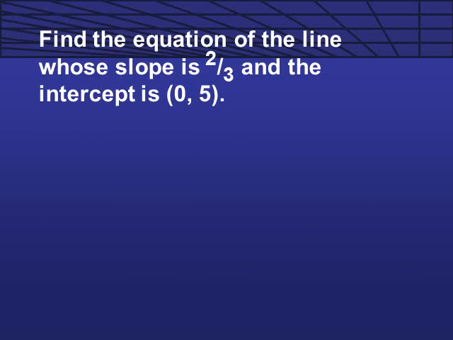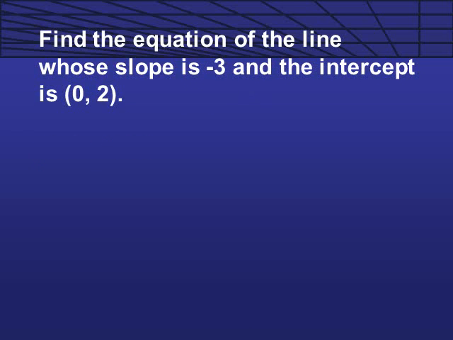Okay, so let's do a practice one. Find the equation of the line whose slope is 2/3 and the intercept is 0, 5. So I already know my m is 2/3. So y equals 2/3 x, and then I have my y value of my intercept is plus 5. Now I need to find the equation of a line when I have the slope is -3 and the intercept is 2. Same thing, I'm literally plugging and chugging right here. The slope is -3, which is my m. My b is a +2.